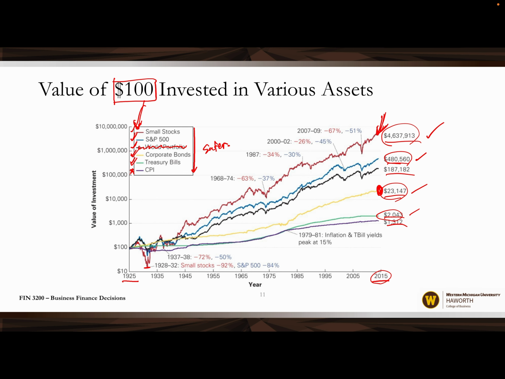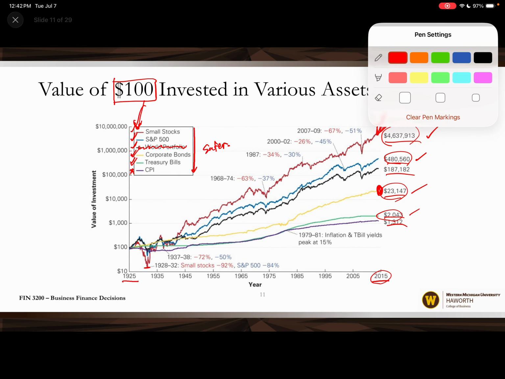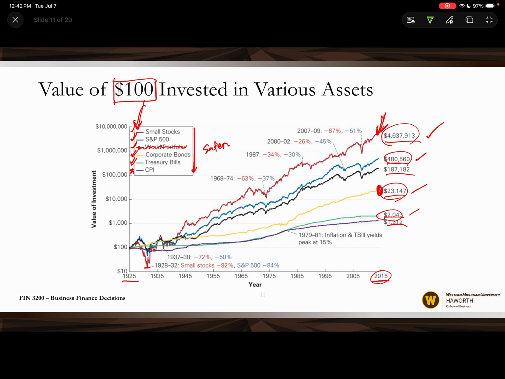What color should I use? You see it, right? So I'm drawing on top of this yellow line, it doesn't fluctuate that much. Whereas this small stock portfolio goes from here to here. It's really volatile. Okay, so again, it's a trade-off between volatility and the expected return.